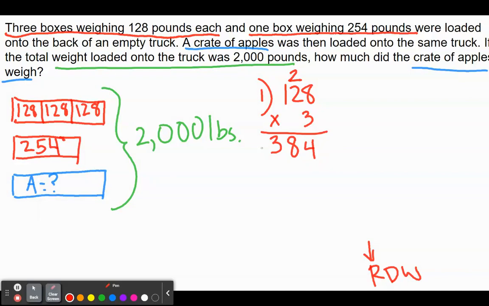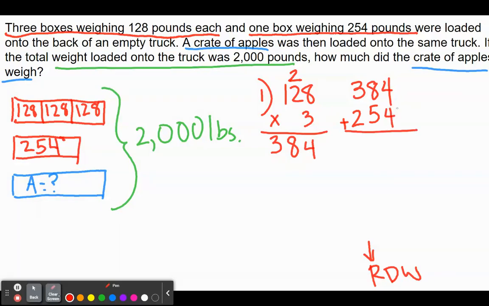But we also then have to add this to our 254 with another box. So if I have all my boxes, those 3 boxes, which is 384, I'm going to add that to my other box, which is 254.